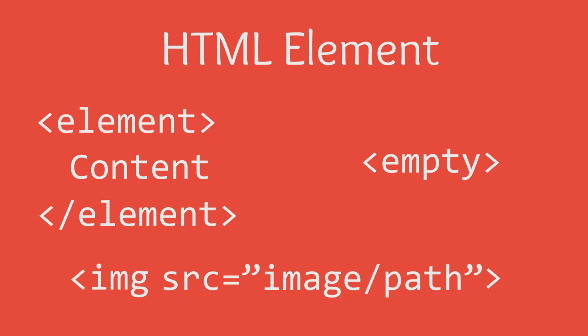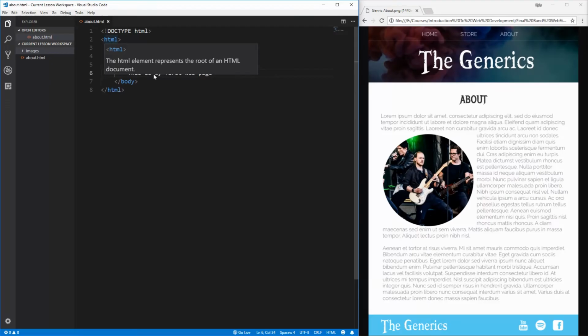As you may notice, the image tag has an attribute called source. All HTML elements can have attributes set on them to define certain characteristics of the element, such as the source for an image tag. And that is all there is to an HTML element. We will now jump into the actual coding of the About page for the website and learn about many different types of HTML elements.